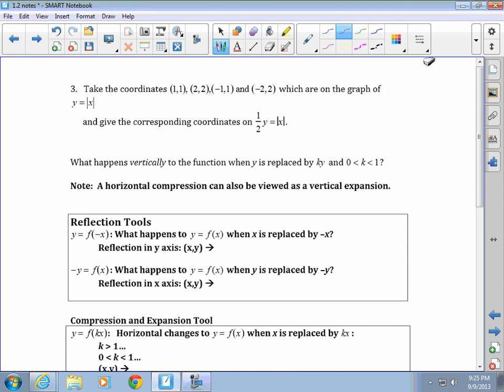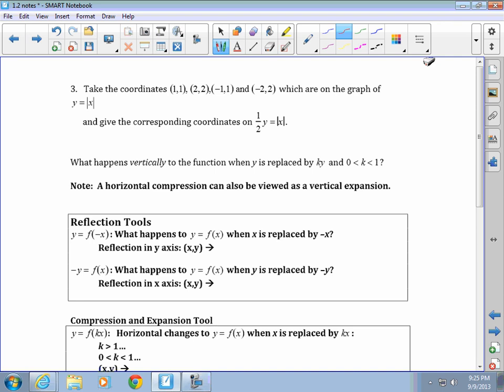Okay, sorry about that. So if we take those original coordinates, which would be from the y is equal to absolute value of x, and we find the corresponding coordinates for them on 1/2 y is equal to square root of x. We've said that our factor that they're going up or down by, in this case it's up by, is a 2. So we are going to take each one of the y coordinates and multiply them by 2 in order to get our expansion.